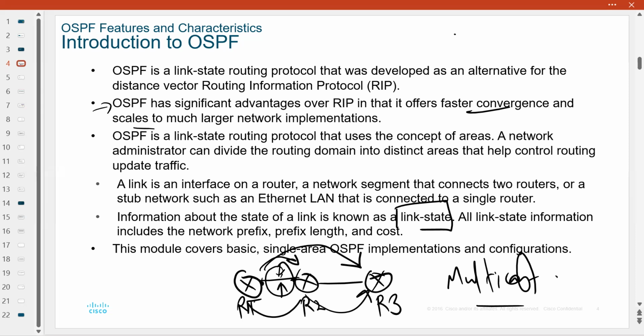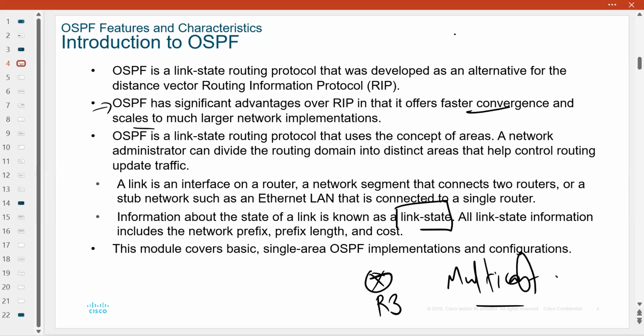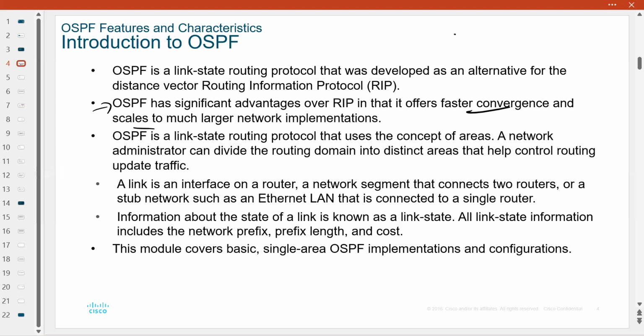This module covers basic single area OSPF implementations and configurations. With CCNA, we don't deal with multi-area OSPF, but I'll touch briefly on the difference between single area OSPF and multi-area OSPF.